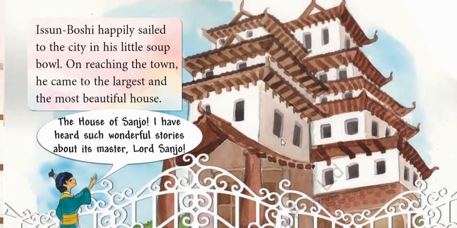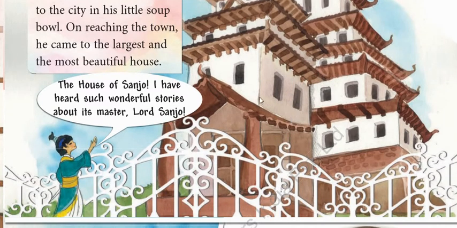So as and when he reached the city, he first went to Lord Sanjo's house, because before coming to the city, he inquired about everything regarding Lord Sanjo: how great a master he was, how great a house he had, and where exactly the house is located. Every single thing the boy inquired about Lord Sanjo.